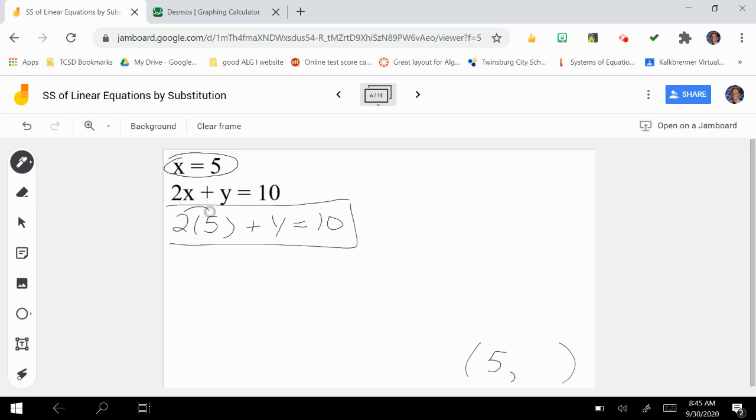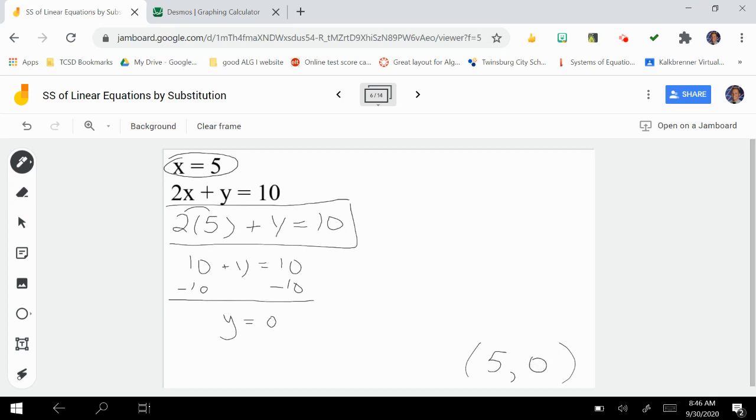So 2 times 5 is 10 plus y equals 10. Let's get y by itself. Isolate that. How do you undo a positive 10? We subtract 10 from both sides, and we get y equals 0. That's intimidating for some people because they think 0 is not a number. No, it is. It means you don't go up or down because that's our y value. So here, we're done already. Our ordered pair is 5, 0.